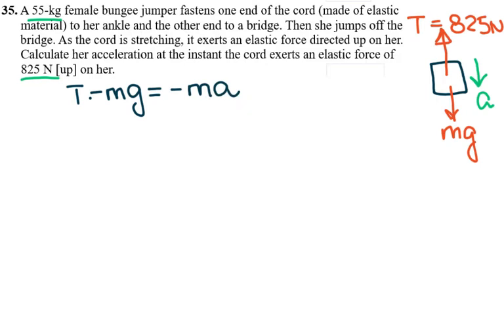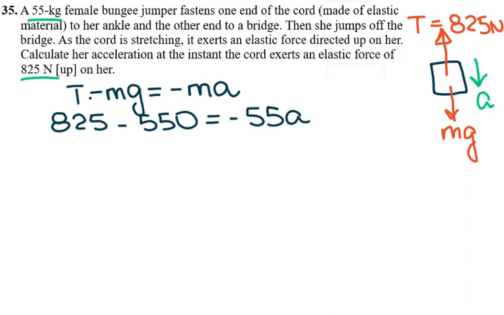And I'm looking for acceleration. So the tension is 825. Mass times g is 550. I'm plugging in g as 10. And that equals the negative mass times the acceleration. So the acceleration is going to be equal to negative 5 meters per second squared.